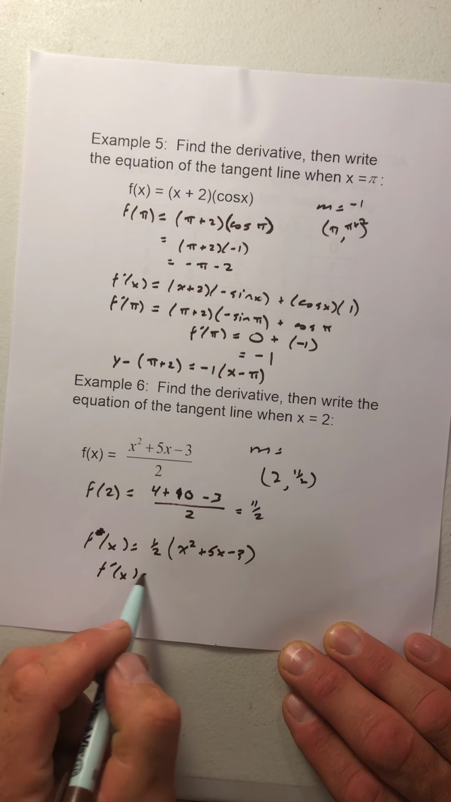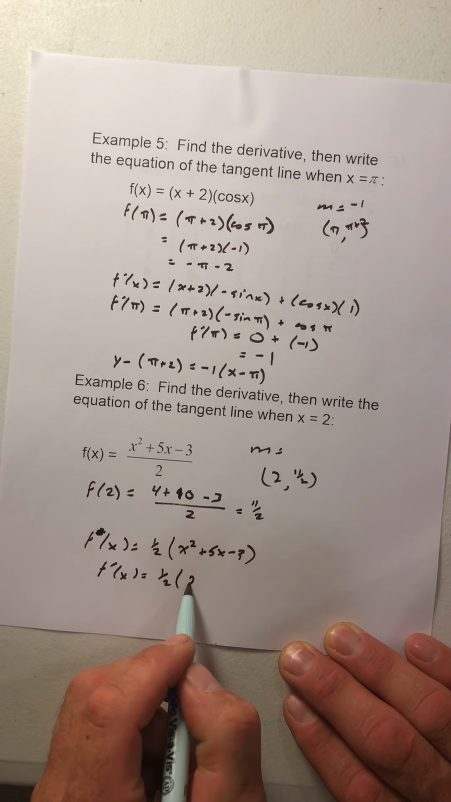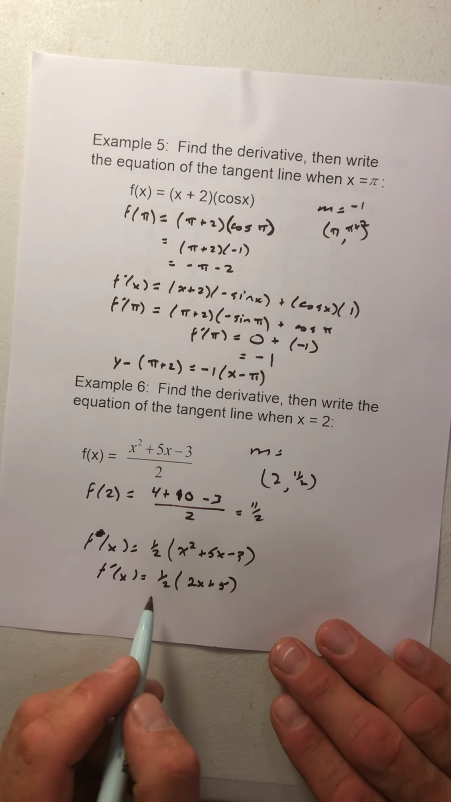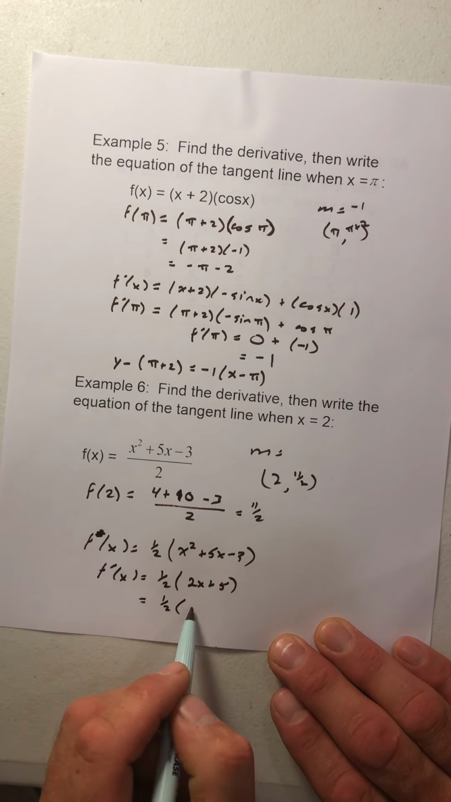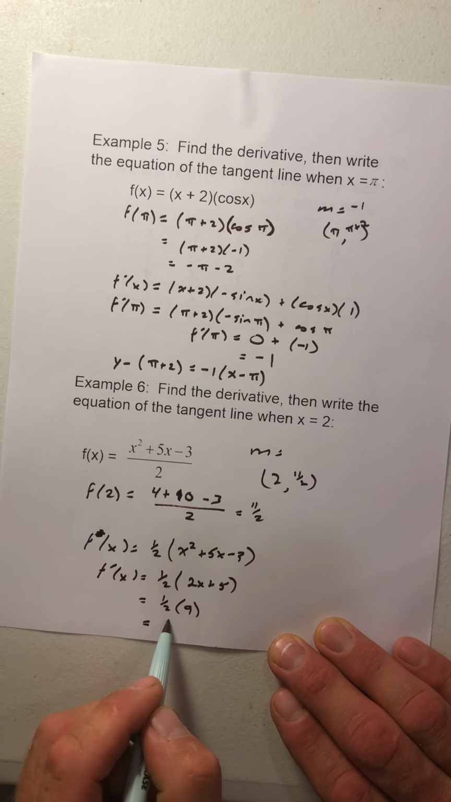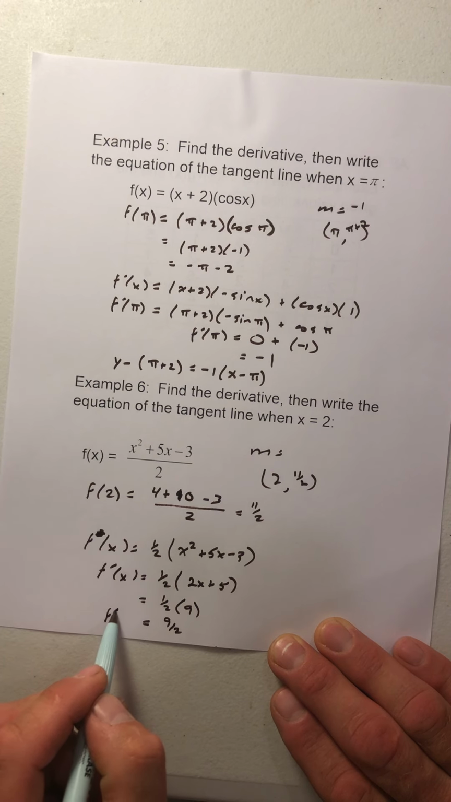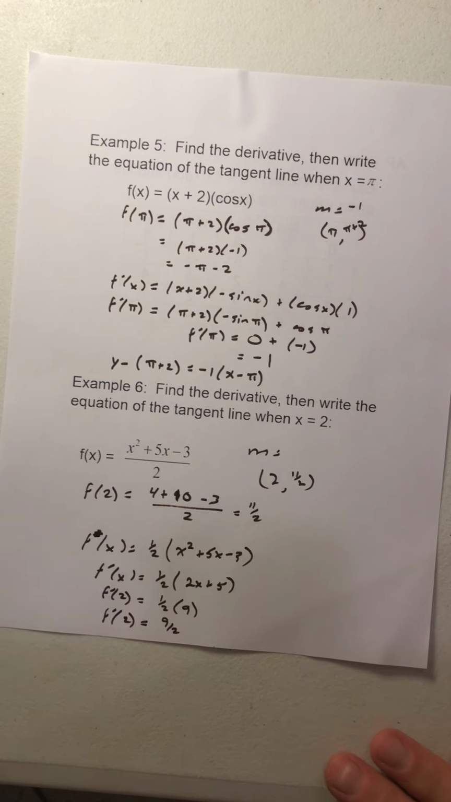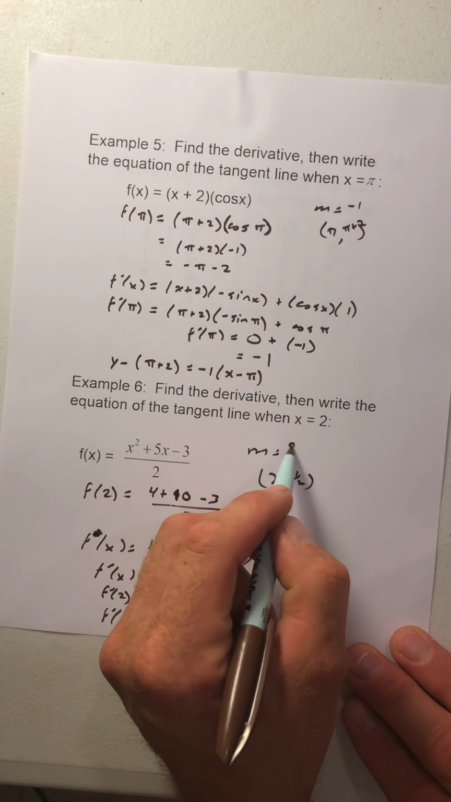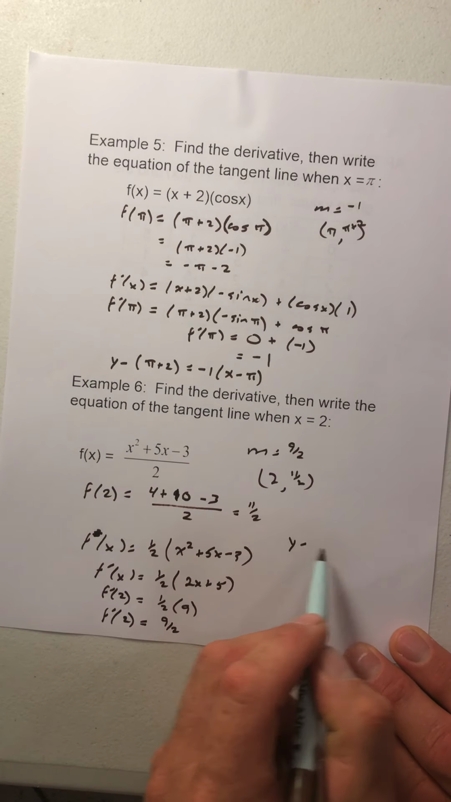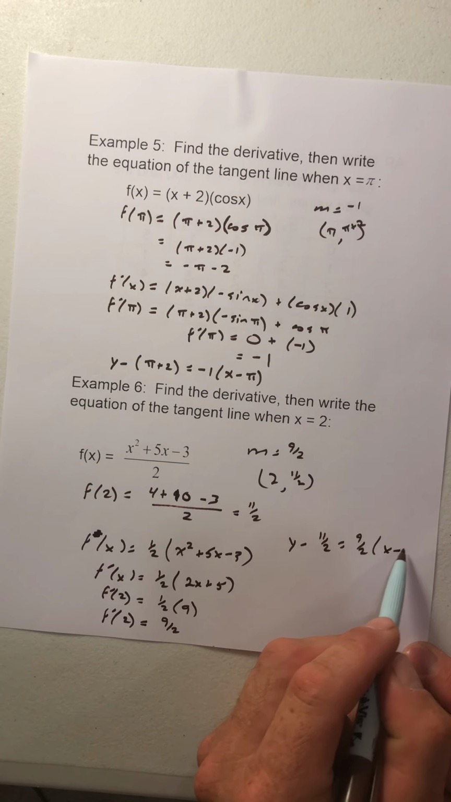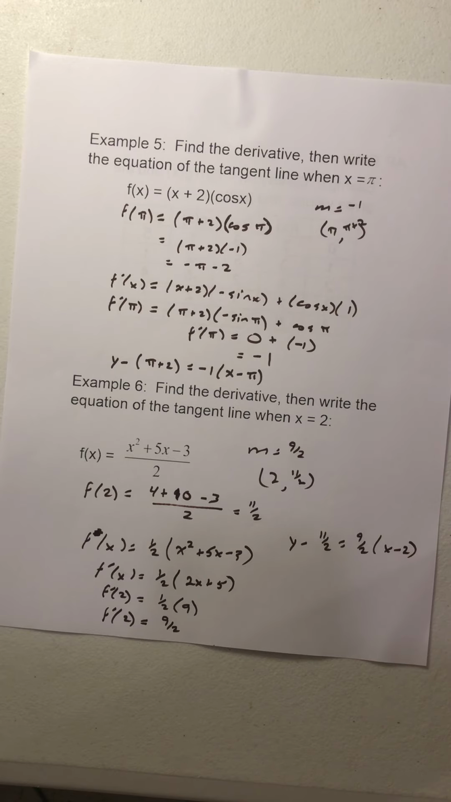Now I'm going to go into my first derivative. So I can write this as 1/2 times 2x plus 5. I can go ahead and plug in my 2. So I get 1/2 of 2 times 2 gives me 4 plus 5 gives me 9, or 9 halves as my first derivative when x is 2. I guess f prime of 2 there. So that's 9 halves. So I can go and write my equation. y minus 11 halves equals 9 halves times x minus 2. And that's going to give us that example.